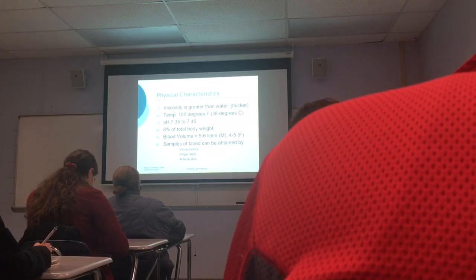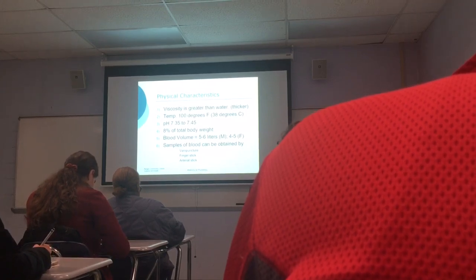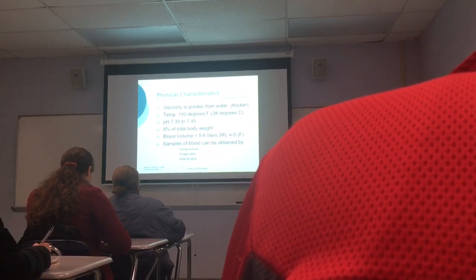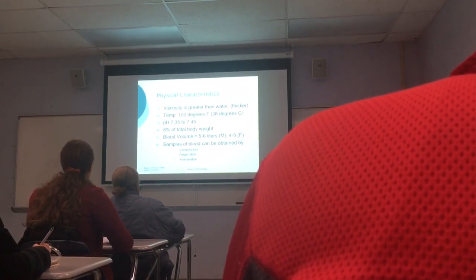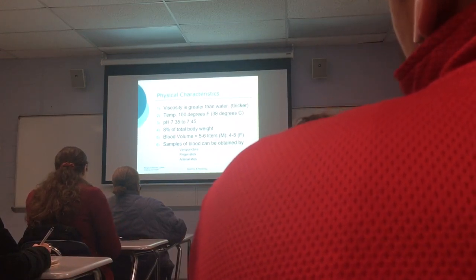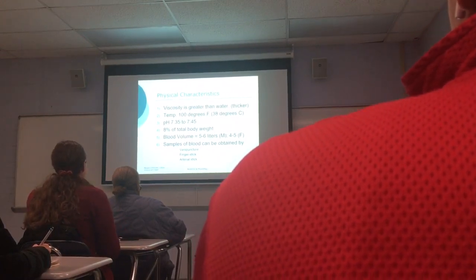So the viscosity is thicker than water. So blood's thicker than water. That's because of those formed elements. The temperature of blood is 100 degrees Fahrenheit, or 38 degrees Celsius. So when you bleed, it feels warm.